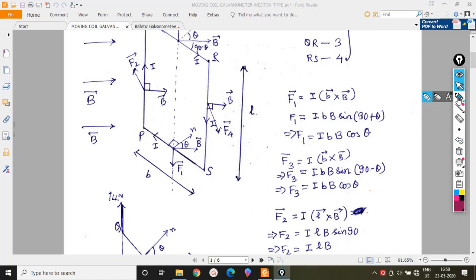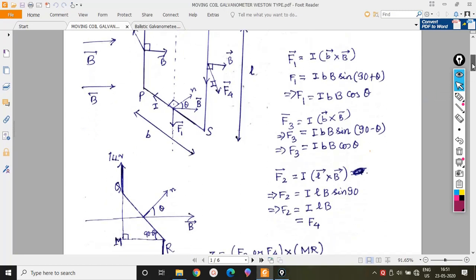Yes, here you will see that the value is simple. F2 equals I L cross B. Here the length is L for the arm PQ as well as RS. So F2 in magnitude will be I L B sine 90. Between L and B you have a 90° angle as depicted in the figure itself. So F2 will be I L B sine 90°, and your F4 will also have the same value.